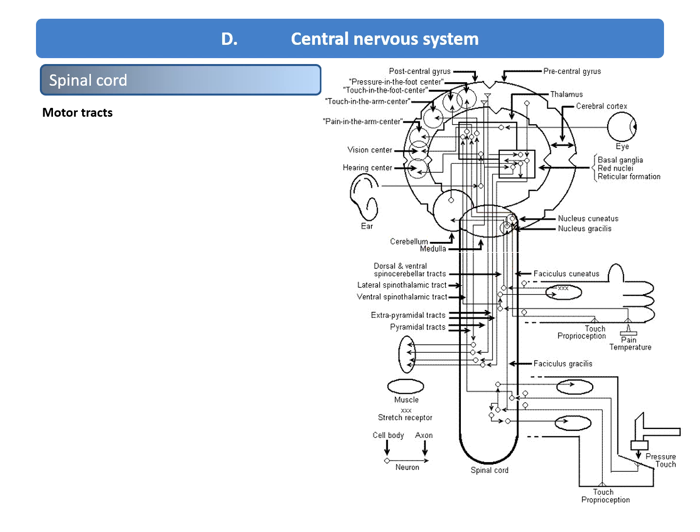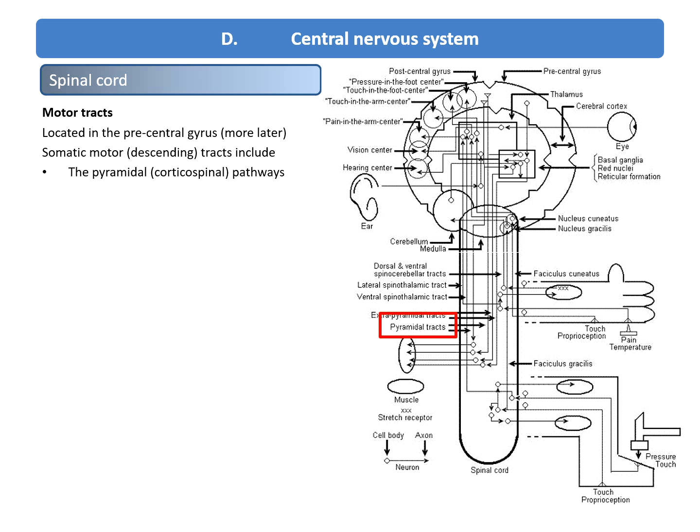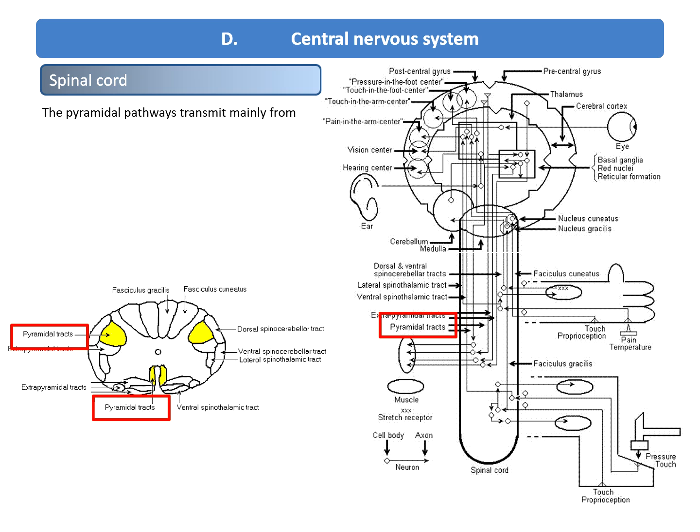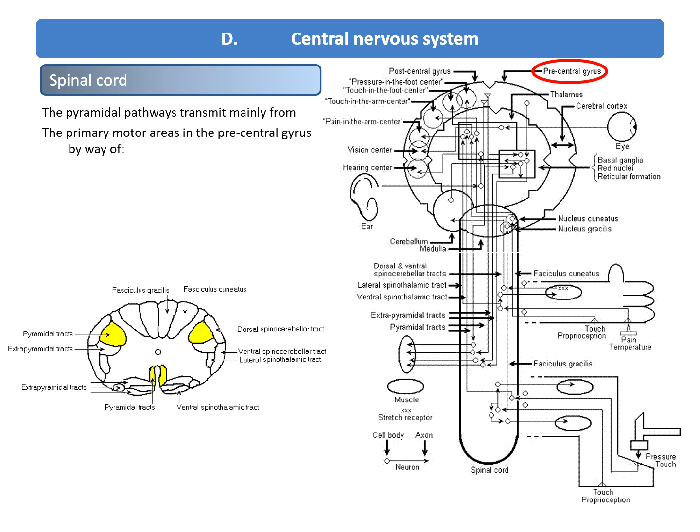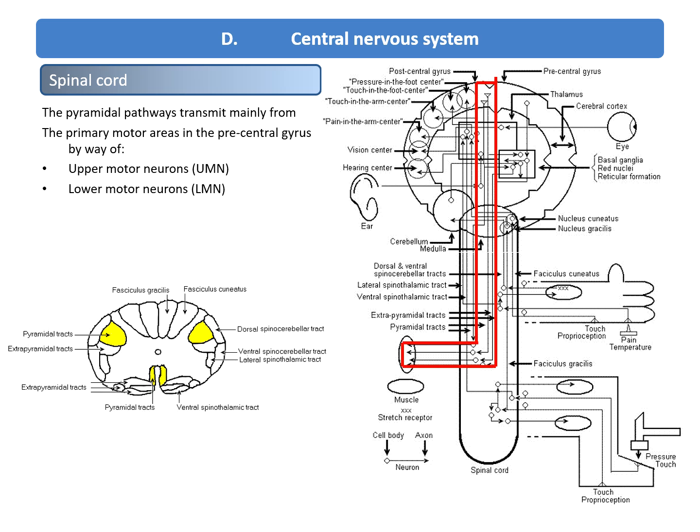What about motor tracts? Well, they arise in the precentral gyrus. We'll have more to say about that later. Somatic motor or descending tracts include the pyramidal tracts, also called the corticospinal pathways, and the extrapyramidal pathways. The pyramidal pathways transmit mainly from primary motor areas in the precentral gyrus by way of upper motor neurons and lower motor neurons. They transmit to the skeletal muscles.